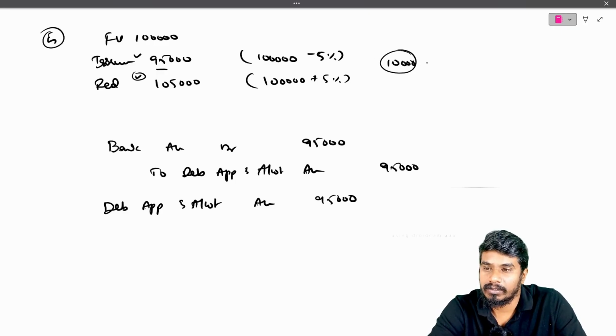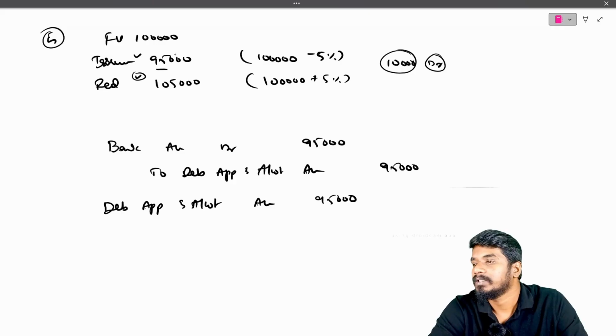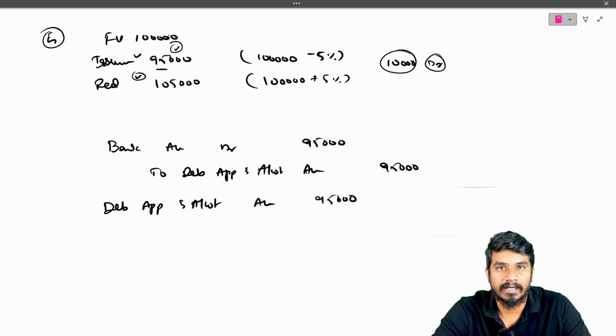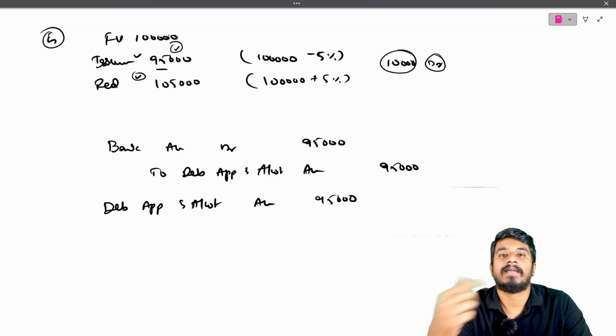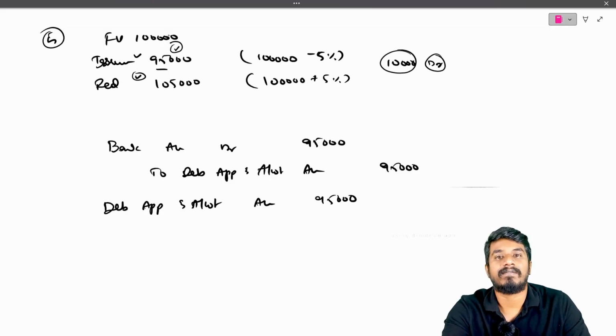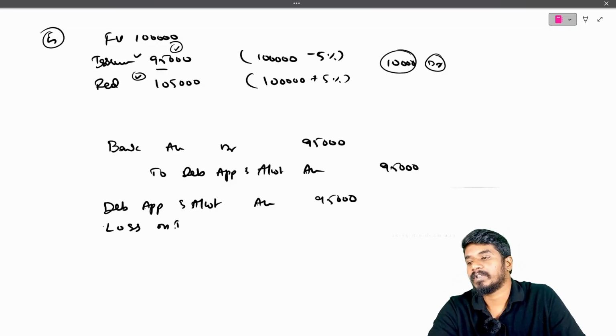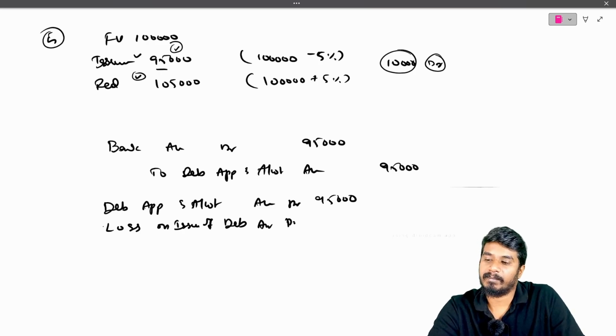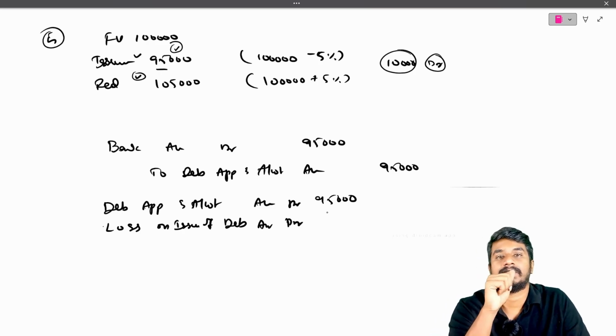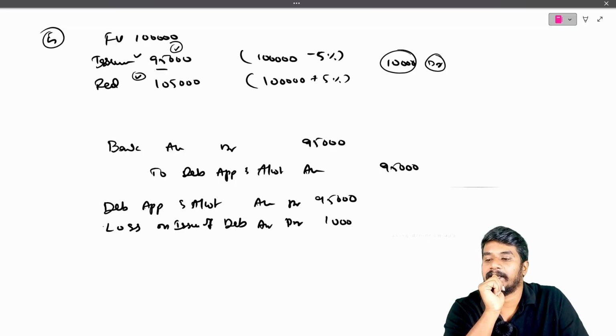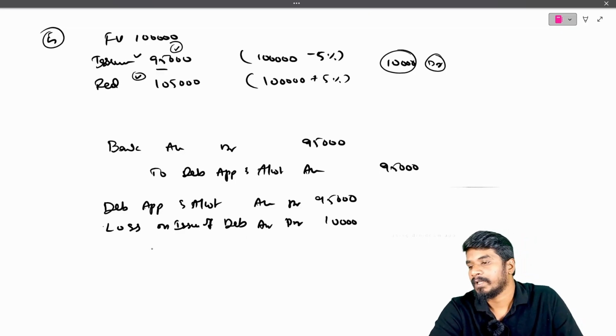Now we need to show 10,000 loss. So if it is a loss, we will debit it, correct? So at the time of discount, we are giving at a lesser price, correct? 5,000 their loss. At the time of payment, we need to pay extra 5,000. That is also a loss, right? So the loss on issue of debenture account will get debited for how much? 10,000 is the loss. Directly write 10,000.